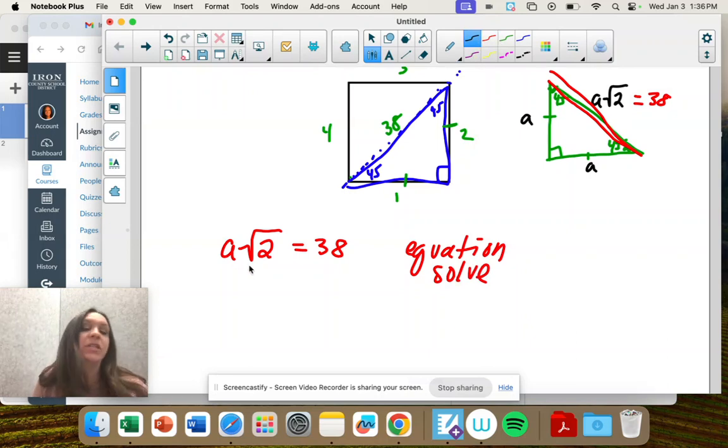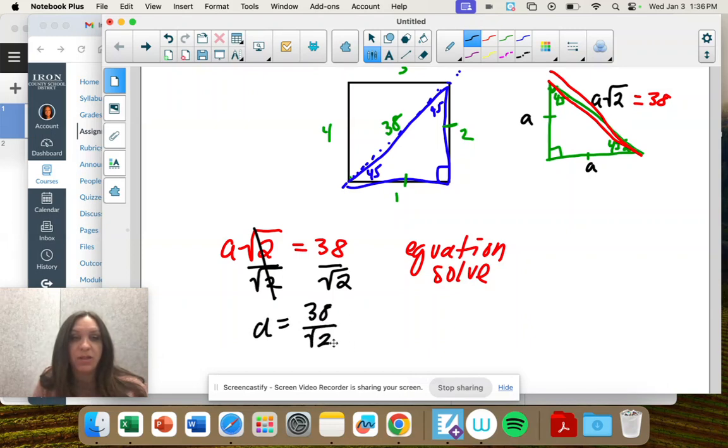Okay, so I'm going to solve for A. So divide both sides by the square root of 2. So that's our side length, 38 divided by the square root of 2. And we're going to go all the way around.